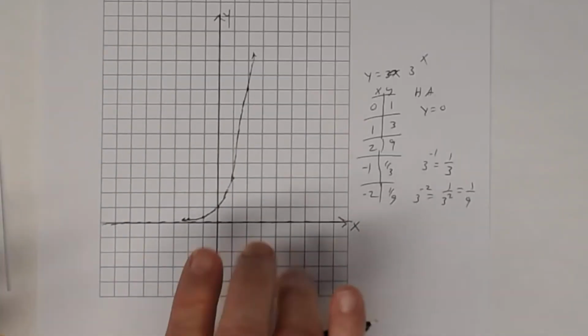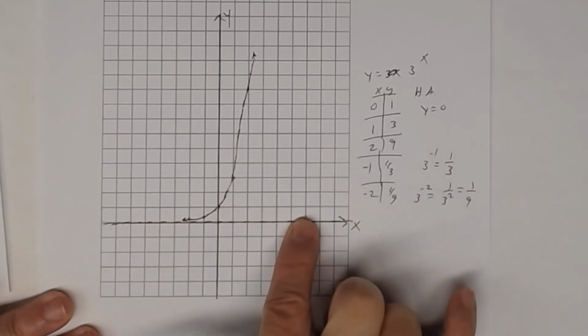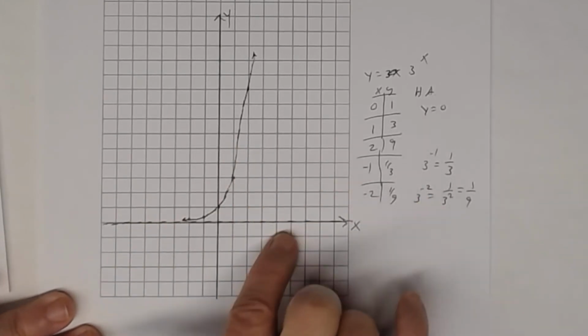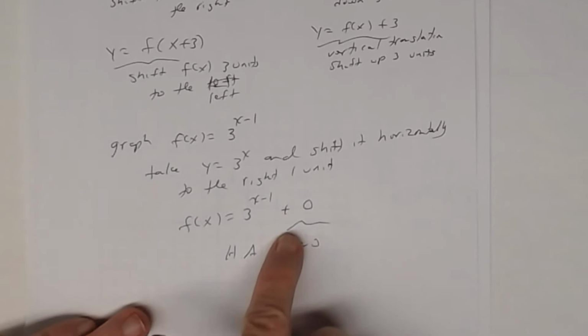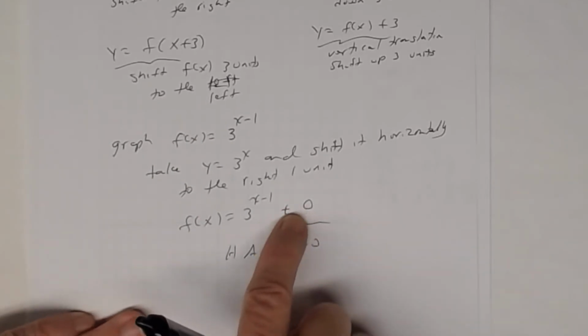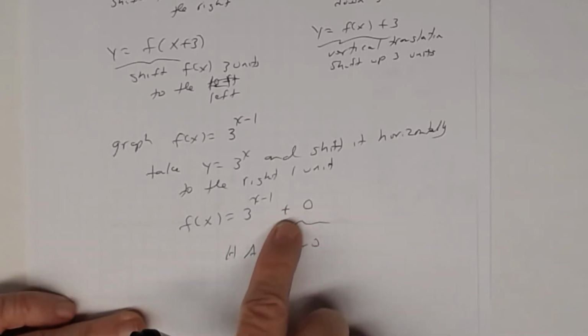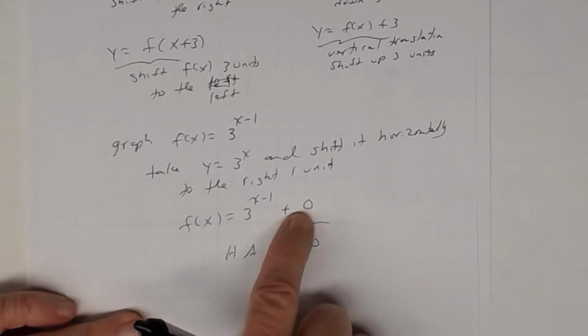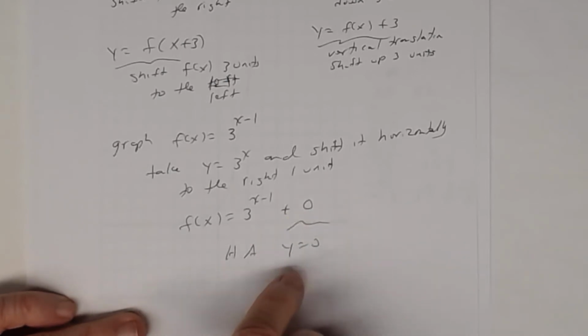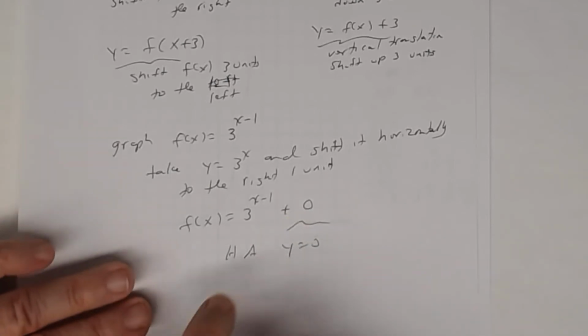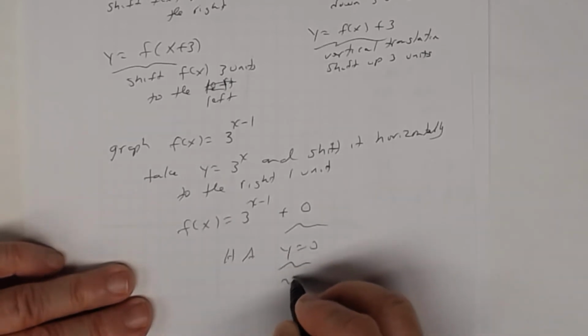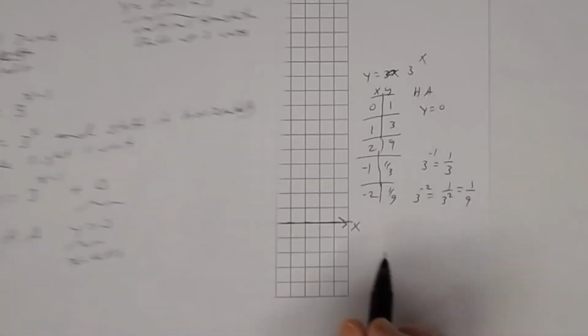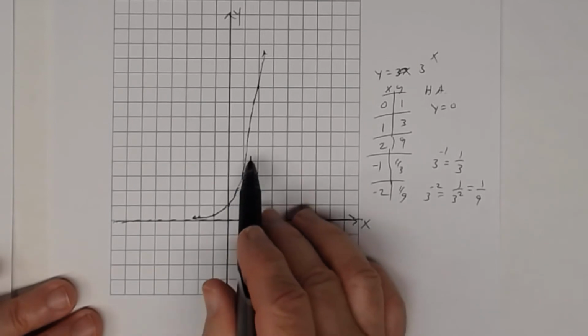All right, so all you're doing is just shifting this graph. The horizontal asymptote is the same as this one because there's no number out here. Actually, there's a number you can think of as 0, but you don't see any other number other than 0. So that's your horizontal asymptote, y equals 0, which is the x-axis. So all you're doing here is just shifting the graph to the right.